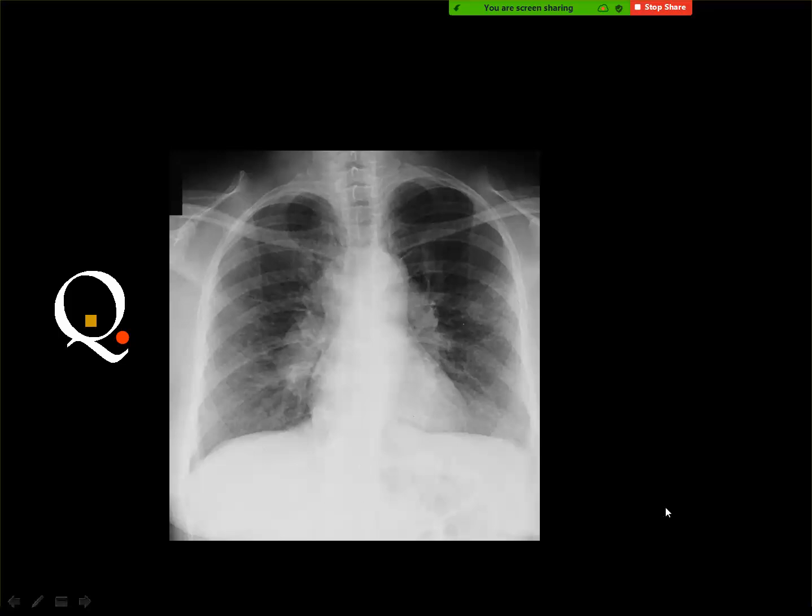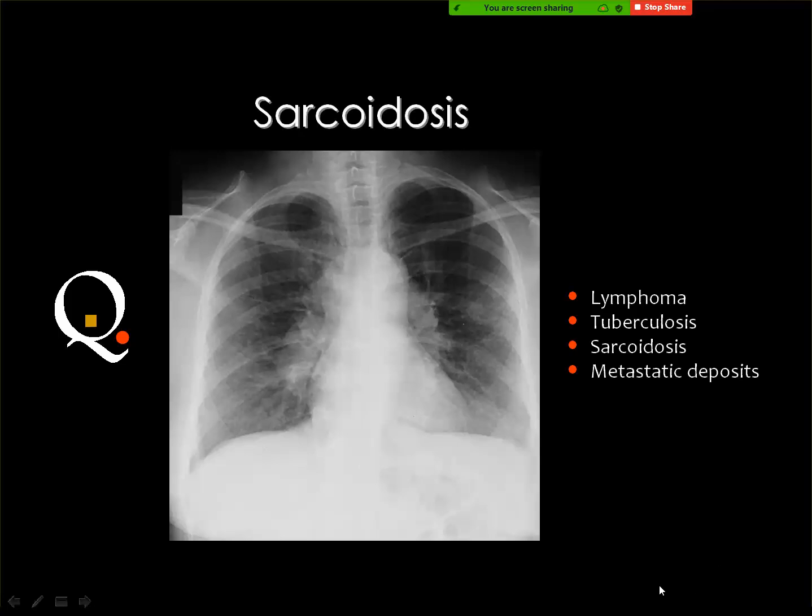Hilar lymph node. What do you think? Hilar lymph nodes. Sarcoid. TB. No, no. There are 4 possibilities for the lymphadenopathy: 2 inflammatory, TB and sarcoid; 2 neoplastic, lymphoma and metastasis. If the hilar nodes are bilateral and not symmetric, sarcoid. Yes, and these are the nodes of sarcoid.